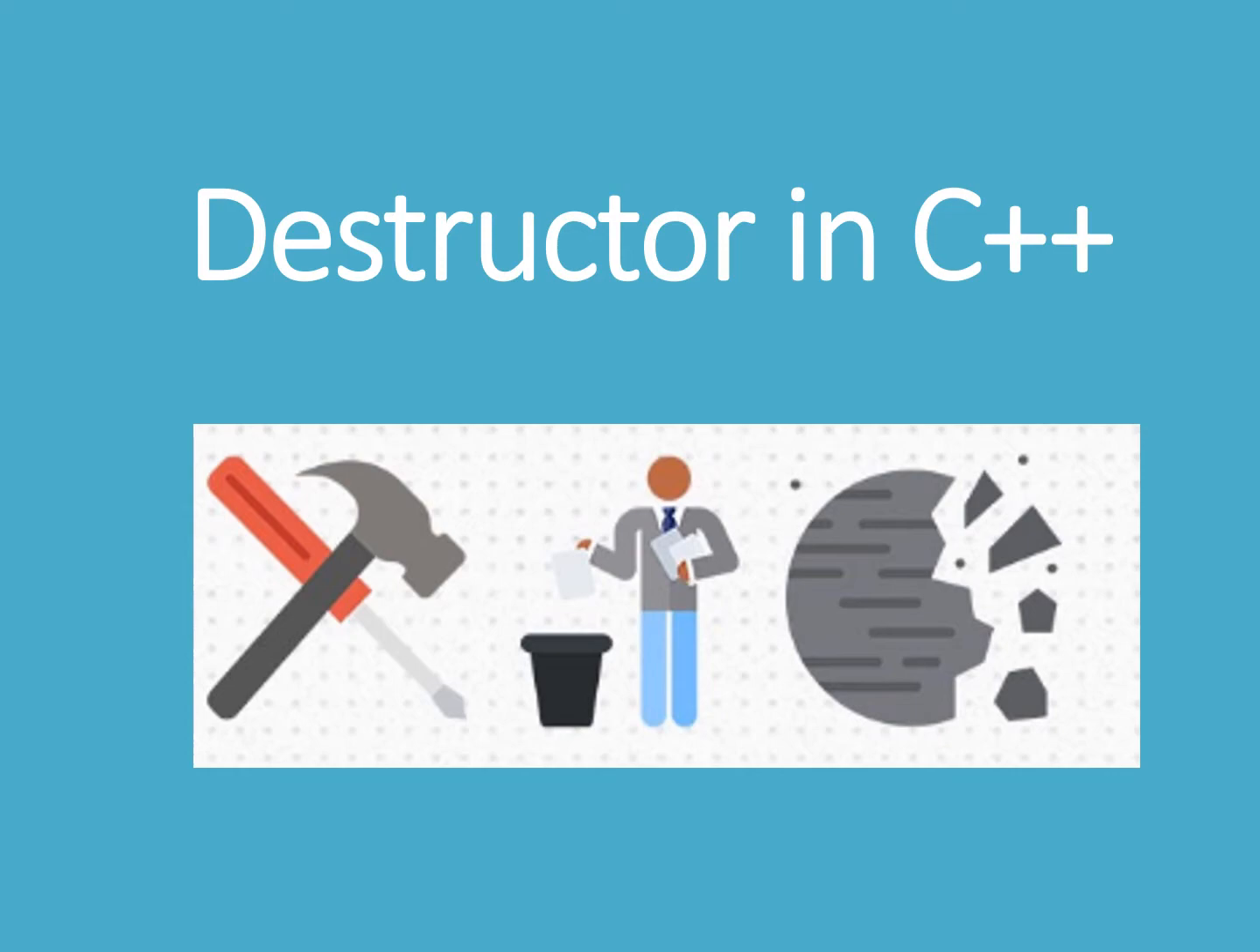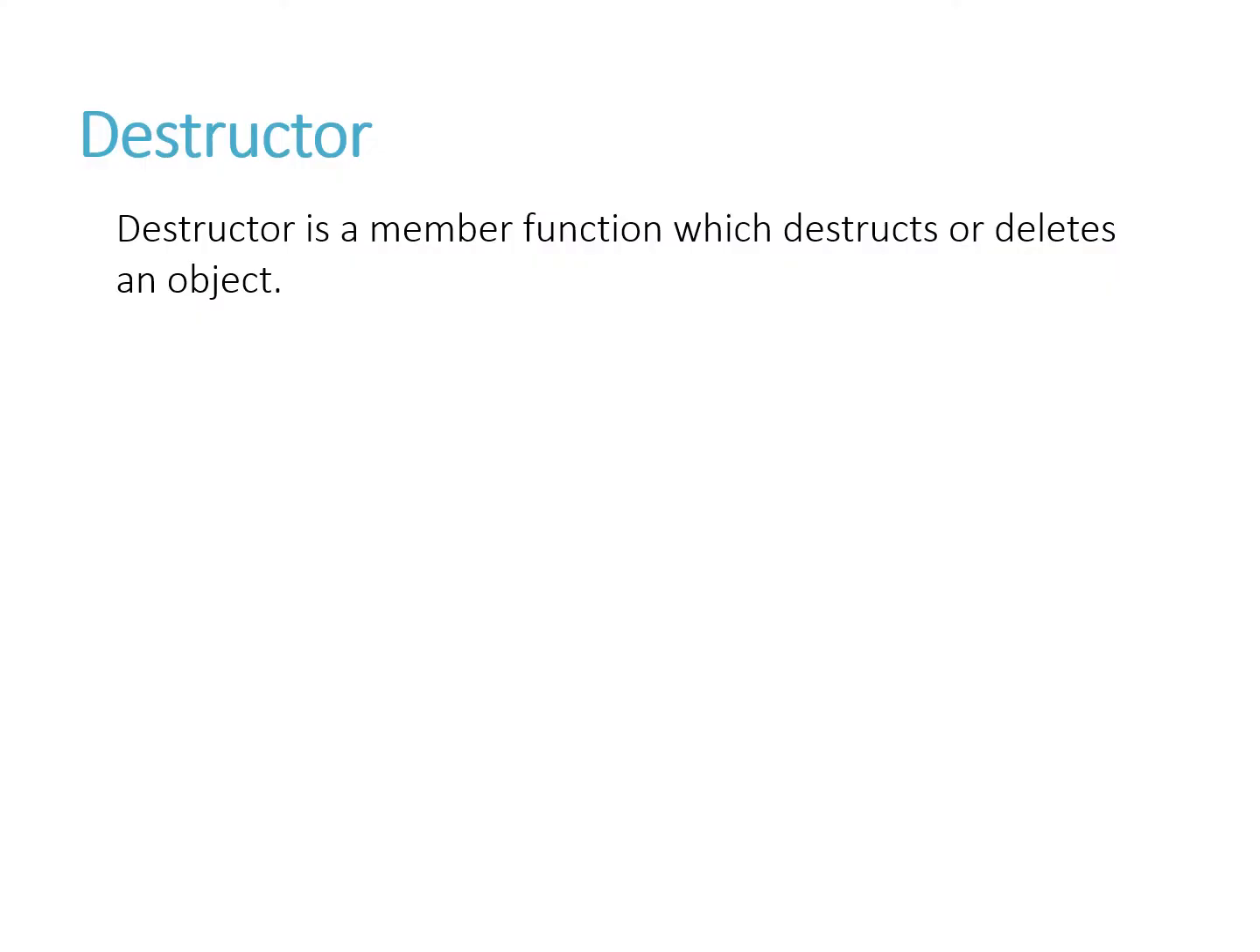Now the topic is destructor in C++. Starting with what is destructor. Destructor is a member function which destructs or deletes an object. That means it frees the memory for an object. It works just opposite to constructor. Unlike constructors that are used for initializing an object, destructors destroy the object.